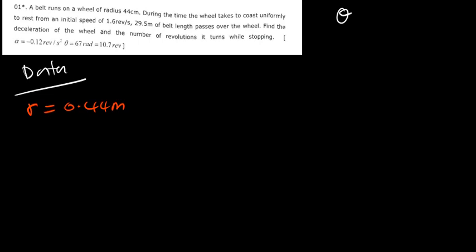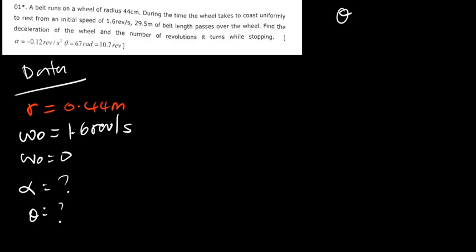Now, what velocity are we talking about, angular velocity or linear velocity? Because of the units, we're talking about angular velocity. So the initial is 1.6 revolutions per second, then the final is 0. We don't know the alpha, and we don't know the theta.